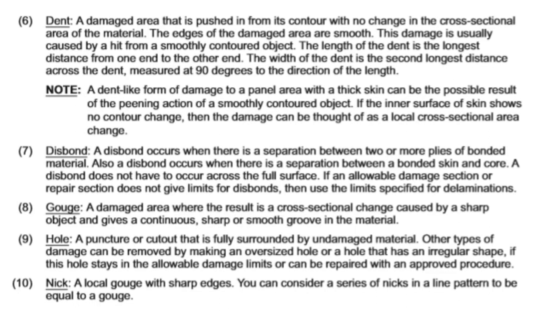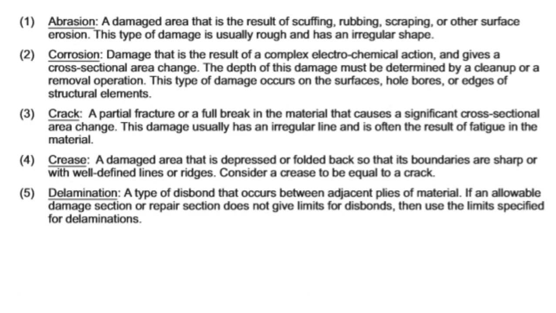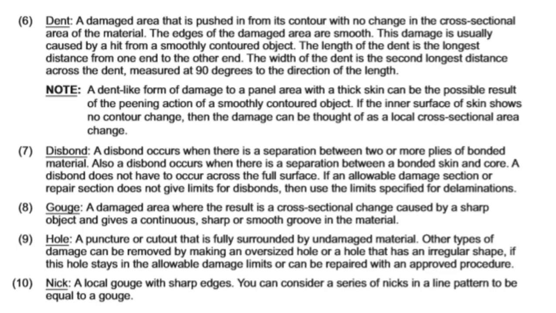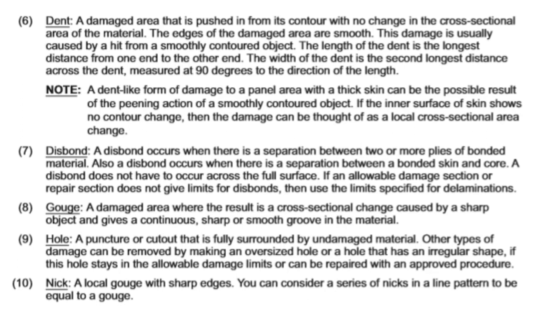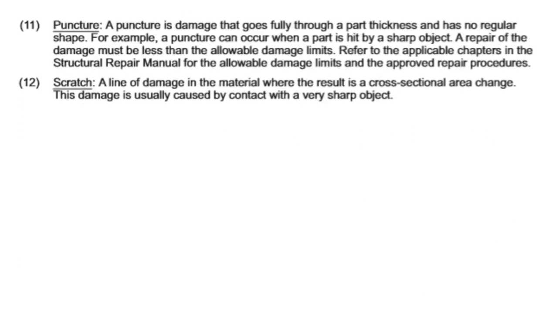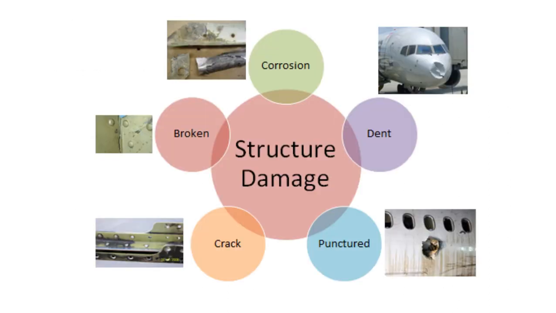So these are typical structure damages: abrasion, corrosion, crack, creases, delamination, disbond, gouge, hole, and nick. Most of the time in service we are dealing with corrosion, crack, dent, and hole and also puncture. So that is the typical aircraft damage that we will experience in service.